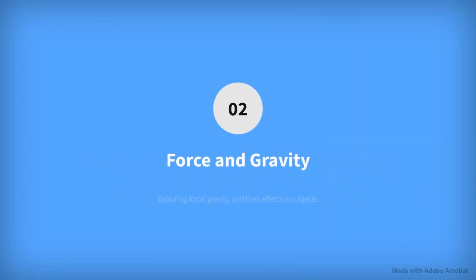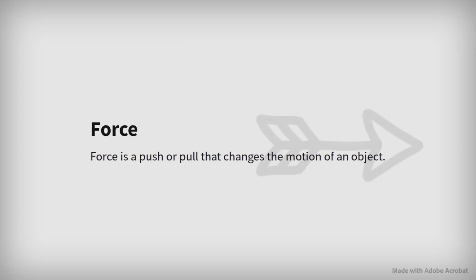Force and gravity shape the motion of everything around us, from falling apples to orbiting planets. In this topic, we'll break down what force is, how gravity works, and why these concepts are essential for understanding the physical world. To start, let's define force. Force is a push or pull that changes the motion of an object.